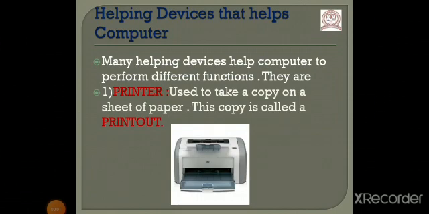Now children, as we are aware of the four main parts of a computer, let us move to some helping devices of a computer that help in different functions. Number 1. Printer. Children, a printer is used to take a copy, usually on a sheet of paper, of the information stored in your computer. This copy is called a printout.